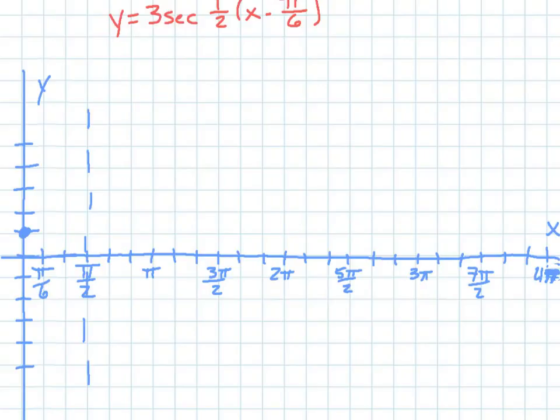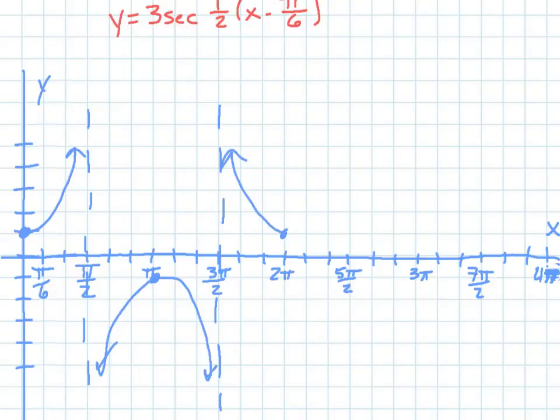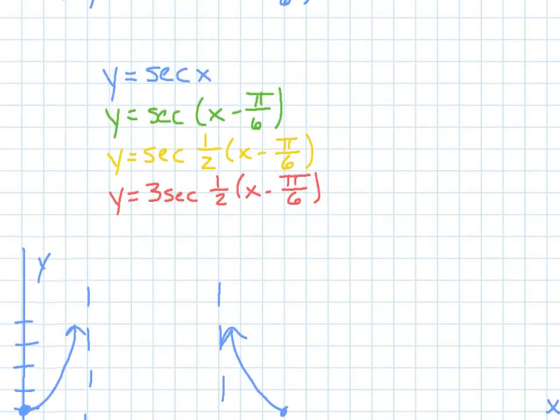At pi, it was -1. At 3 pi over 2, it was undefined. And at 2 pi, it was 1. So then you get the picture that looks like that. Okay? So then from there, now we want the secant of x minus pi over 6.